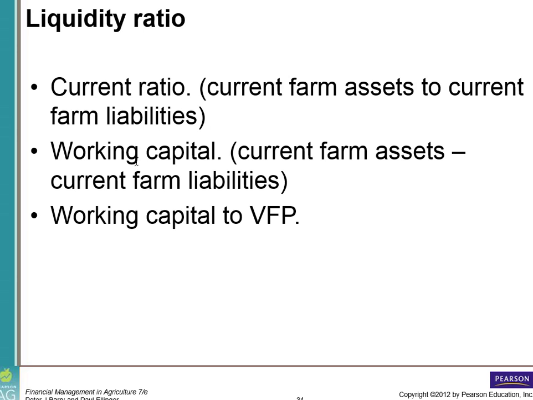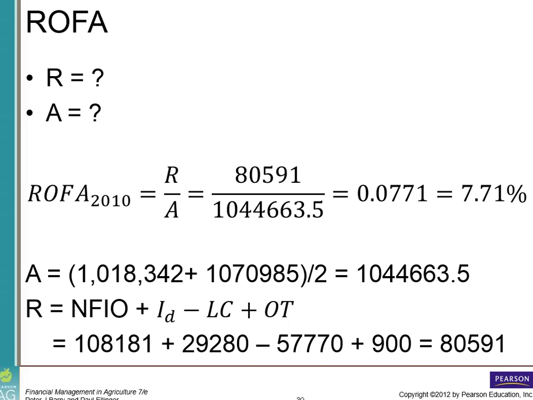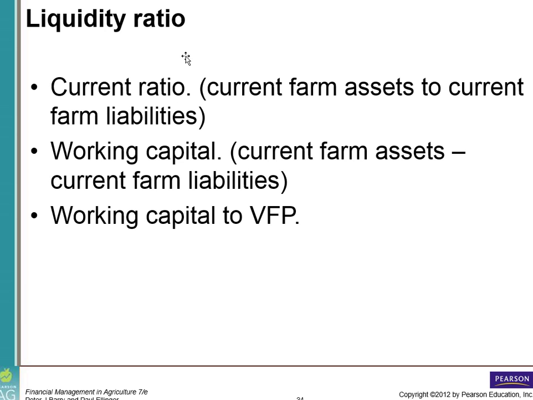And then once you have this, you can take the ratio between working capital to value of farm production, which of course we just saw right over here. Collectively, these are known as the liquidity ratios.